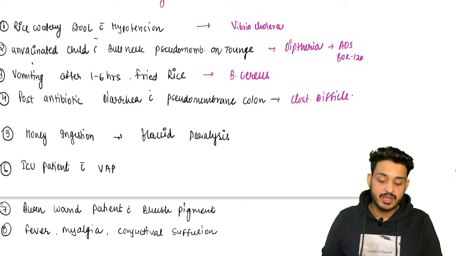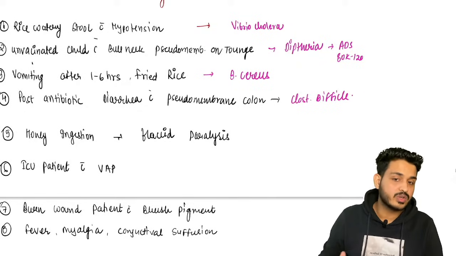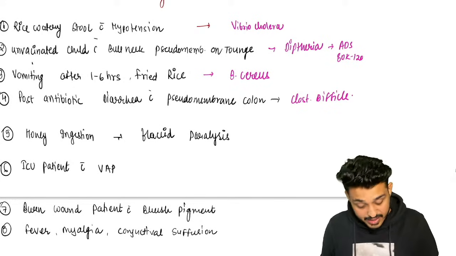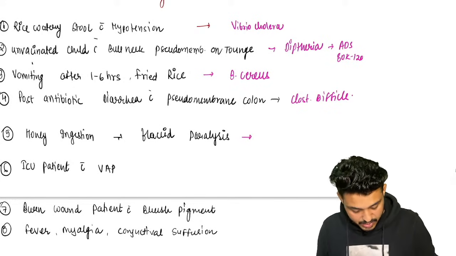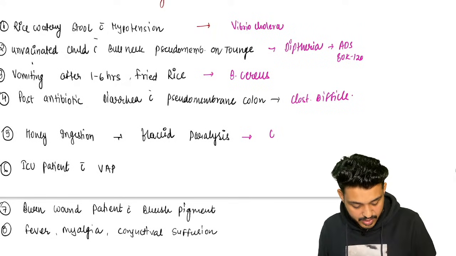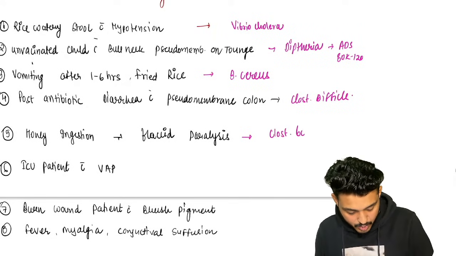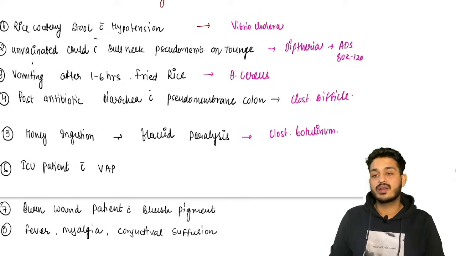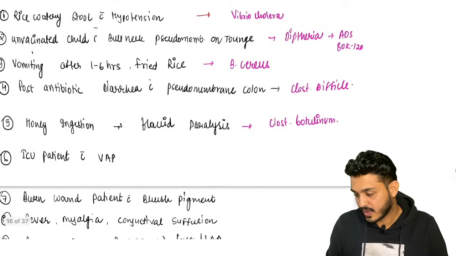And remember, flaccid paralysis will be a lower motor neuron type of lesion, right? Spastic is going to be upper motor neuron, right? So what is going to be your story here? This story will be honey ingestion. This is going to be Clostridium botulinum, beta. Clostridium botulinum is going to be there.